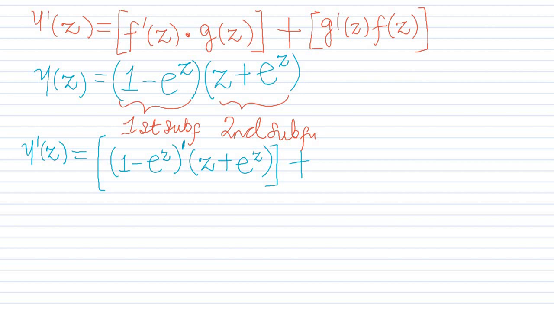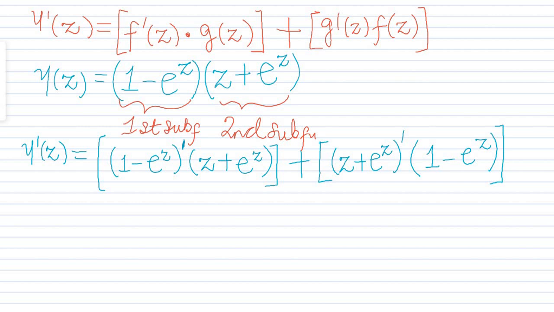Bracket plus this part here, g prime of z, which is just the second subfunction. So that's going to be z plus e to the z prime multiplied by the first subfunction, 1 minus e to the z. So we applied it.